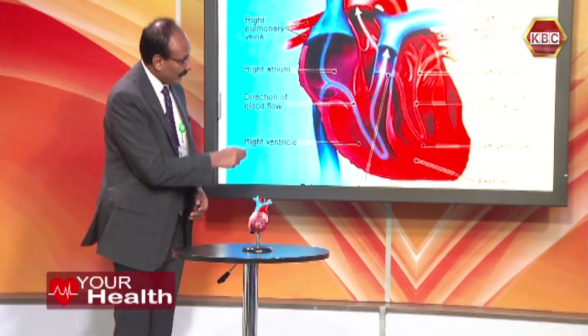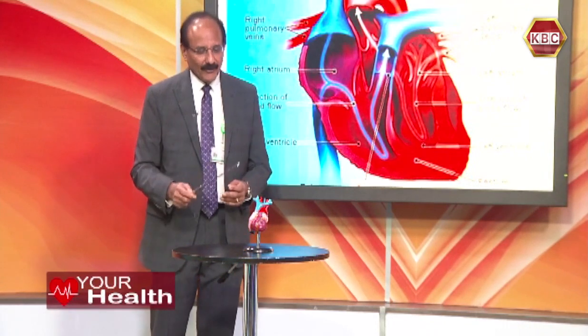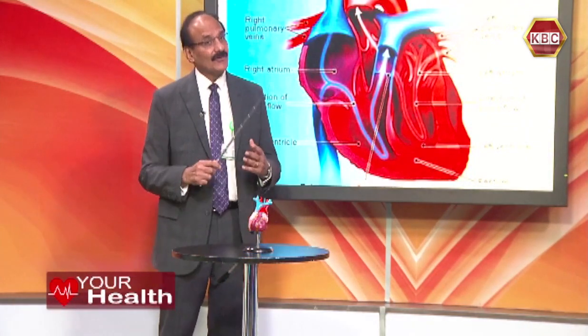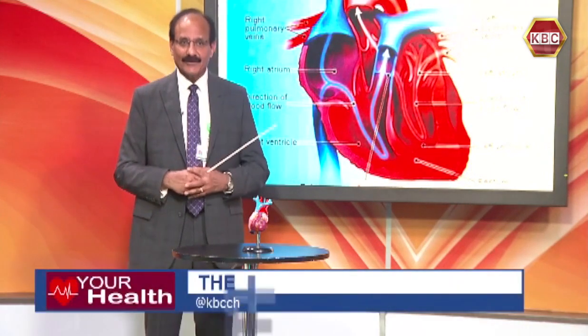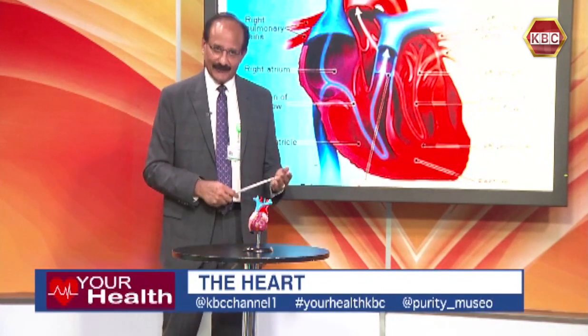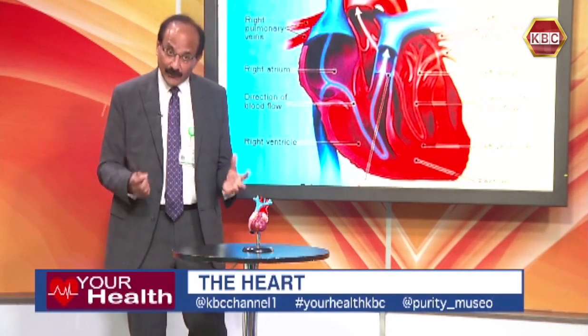So I would say the heart is an organ which is situated inside the chest, on the left side of the chest. Of course it can also happen on the right side of the chest. Some people are born with the heart on the right side. It's called dextrocardia. But usually, by and large, the heart is on the left side of the chest. So the heart is a muscular organ.